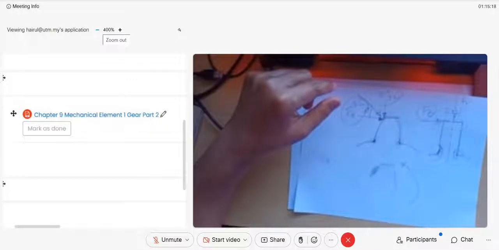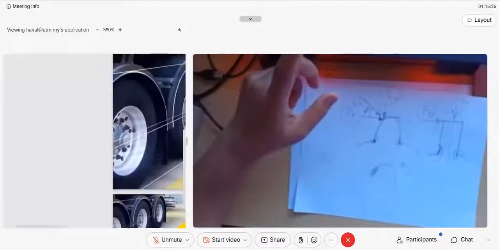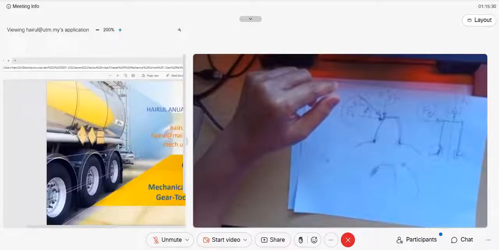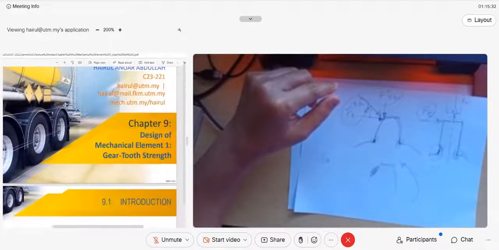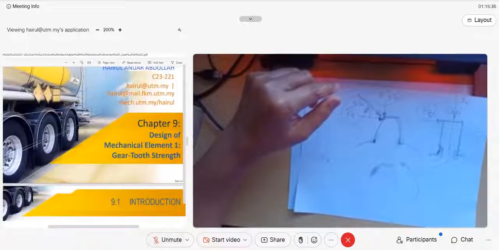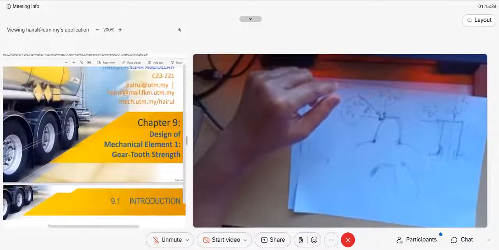Okay, let me share you. In PDF. Yeah. Okay, can you see my slide? Can you see my slide? PDF. Class. Chapter 9, Design of Measurement. Can you see this, class? Alright.